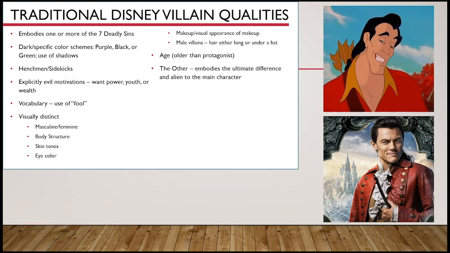Gaston's shown to be visually distinct from other Disney villains. Even Hans from Frozen is more villainous looking or visually distinct than Gaston is, who looks very much like a typical villager. And he doesn't really have any of the other characteristics. He has a henchman in LeFou, or a sidekick, but he doesn't have explicitly evil motivations. He doesn't use the word fool in his vocabulary, though the Beast does. And he's not significantly older than the protagonist, and he's the most manly man in the village, so he's definitely not the other. He is the perfect epitome of a villager and does not really embody any of these characteristics.